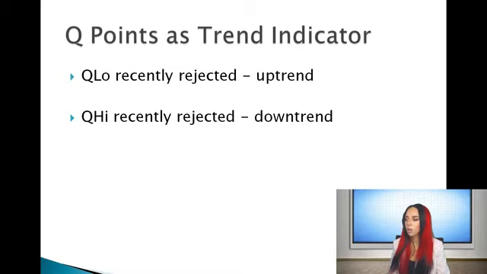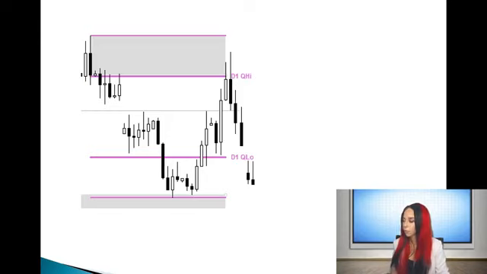So after a couple of years of kind of testing it out, it was finally time to upgrade the Market Stalker's method when it comes to trend reading. So let's look at this idea practically. Let's focus on the Q high rejection on this chart.